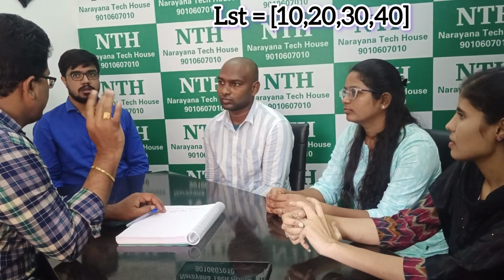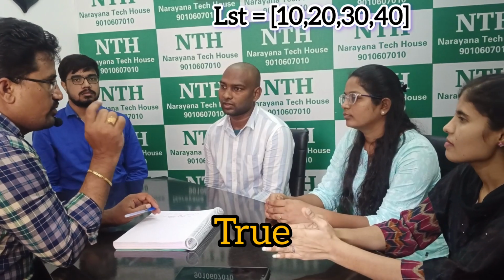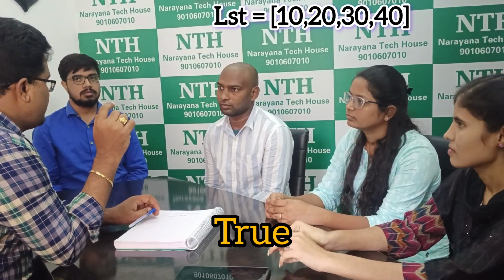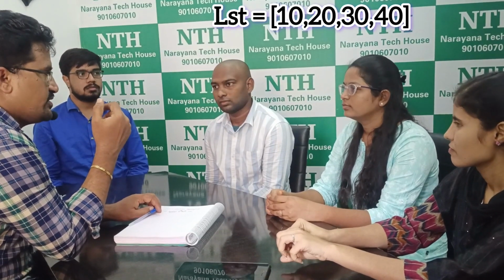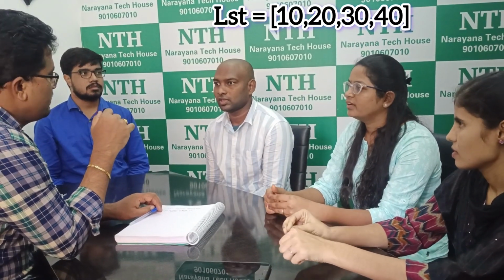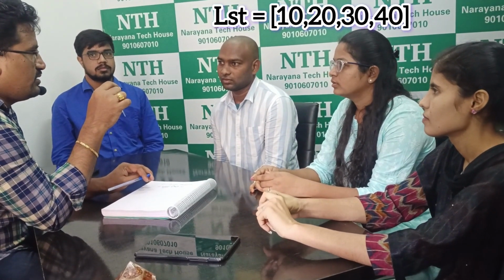Now the list equal to 10, 20, 30, 40 only. Now I want to add True at the end of the list. Which function is possible? Append. Append, insert, extend, all three are possible for adding. But in this case, at the end by default, I want to add True. Append is possible, extend is also possible.